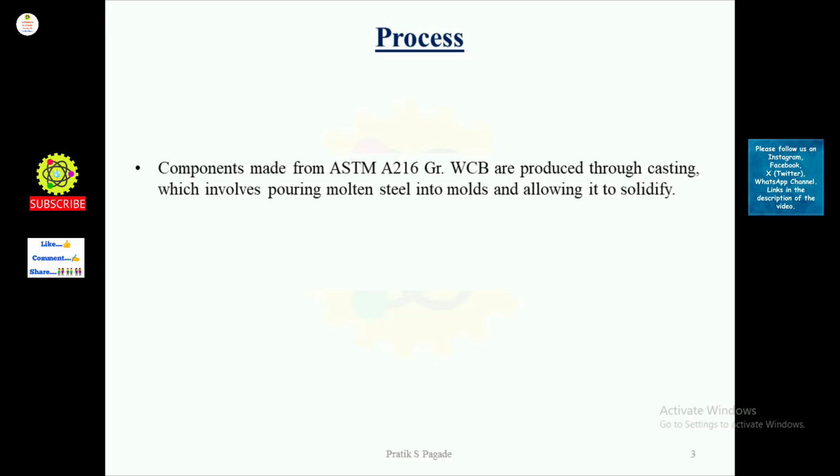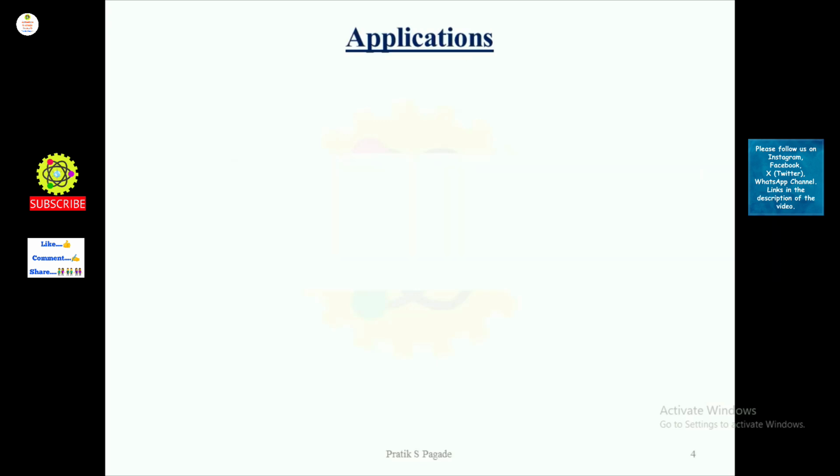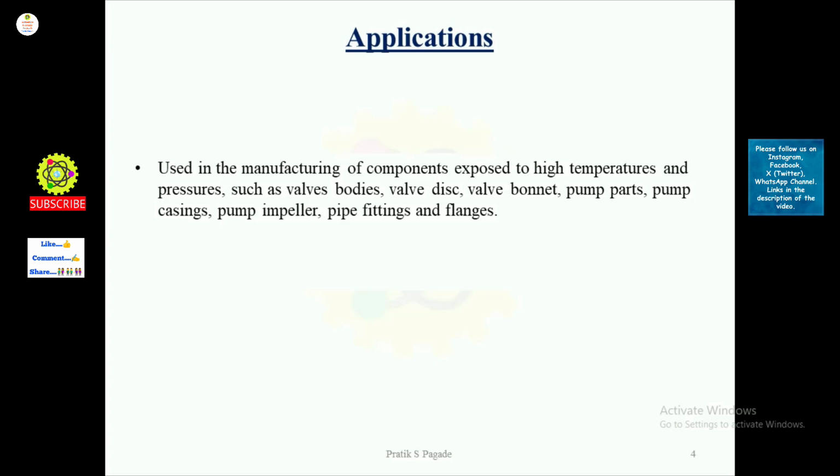So components made from ASTM A216 grade WCB are produced through casting, which involves pouring molten steel into molds and allowing it to solidify. Here in this process, molds are prepared. In that molds, we pour the molten steel. Okay, and then we allow it to solidify so that we can get a desired product from this mold as per the mold shape.